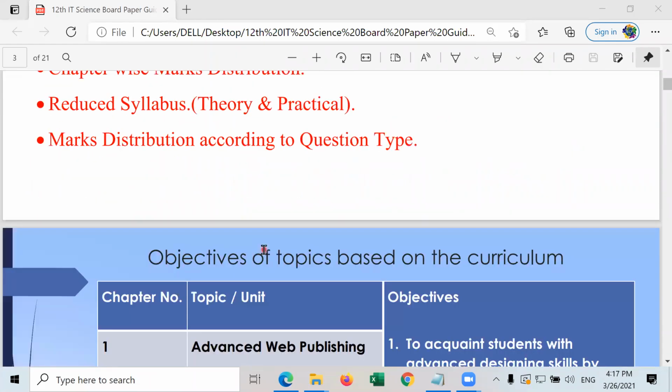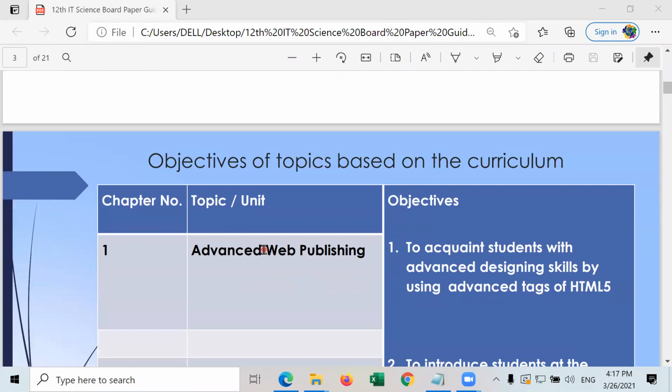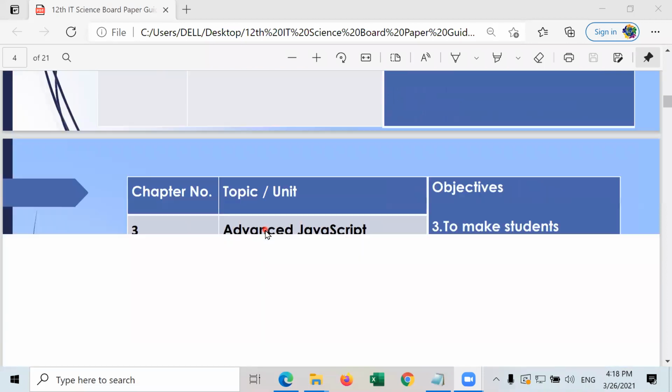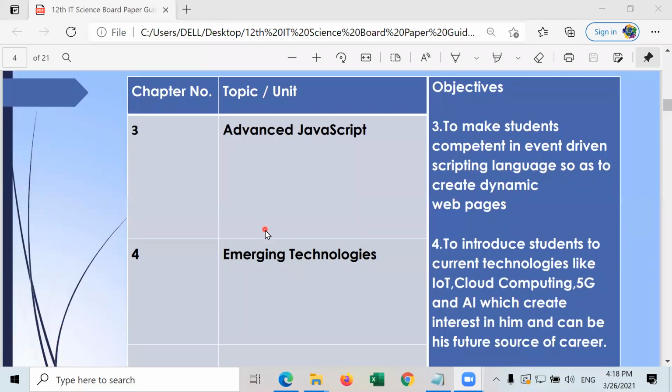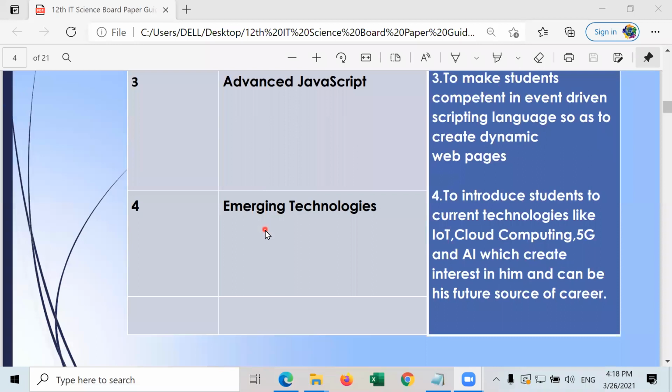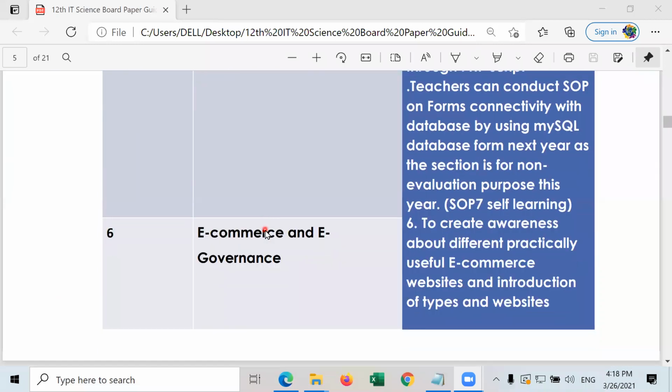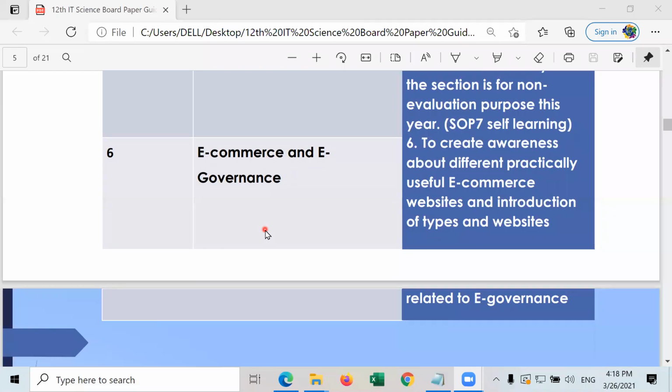Now, the very first thing which I would like to discuss is your syllabus. As you all know, your IT textbook consists of 6 chapters. The very first chapter is advanced web designing. Then we have introduction to SEO. The third chapter is advanced JavaScript. Then emerging technologies, server-side scripting, that is PHP. And the last chapter you have in your syllabus is e-commerce and e-governance.